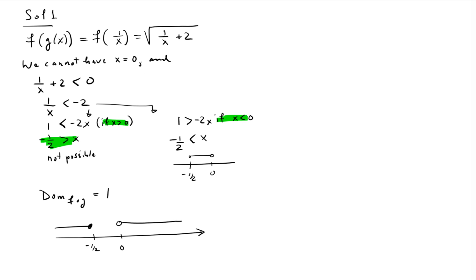So the domain will be, I can write it in interval form. That's easier. So from minus infinity to minus a half included, union 0 to infinity.